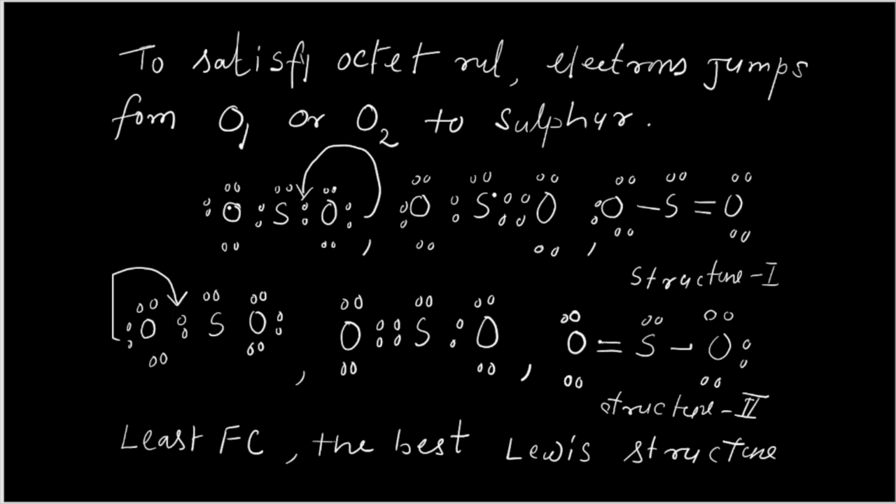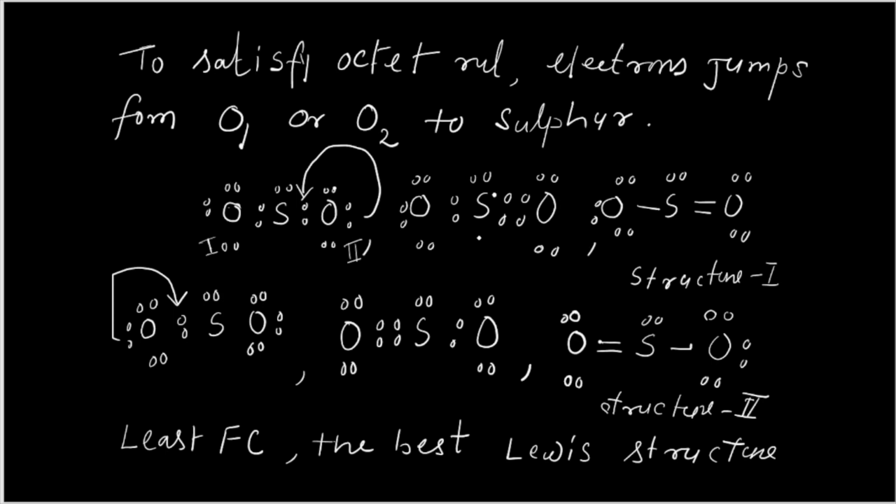Now you know this is oxygen 1 and this is oxygen 2. Then what happened? From this, a pair of electrons jumps to sulfur. Then you observe what happened. Now the sulfur occupies 8 electrons.